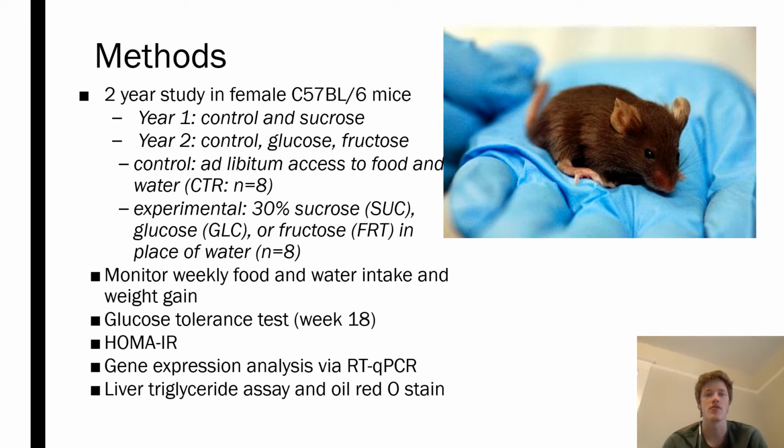At 18 weeks, we ran a glucose tolerance test, and this is done to check for type 2 diabetes in the mice. At the end of the study, the livers and the retroperitoneal white adipose tissue were excised and weighed. We then extracted RNA from the livers, reverse transcribed it into cDNA, and then used it to run qPCR to determine gene expression. We also did an oil red O stain and a liver triglyceride assay, which are done to examine lipid content and triglyceride content. And James is going to talk to you about our results.